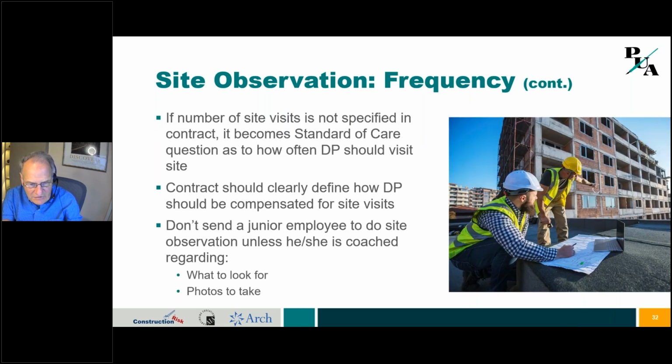Okay, if the number of site visits is not specified in the contract, then it becomes a standard of care issue. How often should you have been visiting the site? Because the language says you're going to do it as often as appropriate or necessary. Well, now if they're doing concrete pouring, then maybe you need to be there every day to observe that. I don't know. I'm not a designer. I just represent designers. So you would have to have an expert witness say how many visits you should have had. The contract should clearly define how you're going to be compensated for those site visits, and be careful about sending a junior employee to do site observation unless they're really coached in what they're looking for.